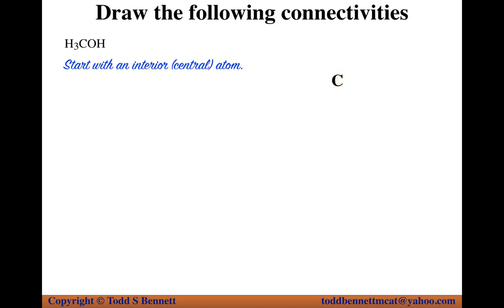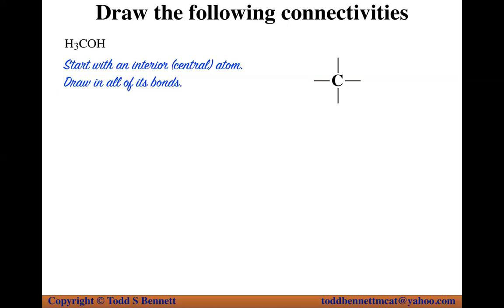So start with a carbon. I'm going to put its 4 lines in there. So 1, 2, 3, 4. This isn't necessarily the way they exist in 3-dimensional space. It's just for drawing structures in a quick and convenient way. I'm going to put a carbon with lines at 12, 3, 6, and 9 o'clock.